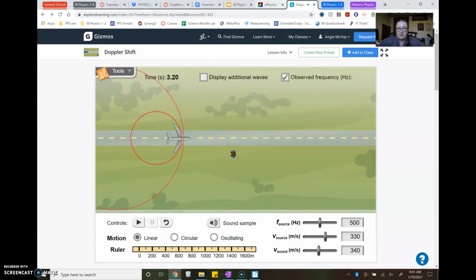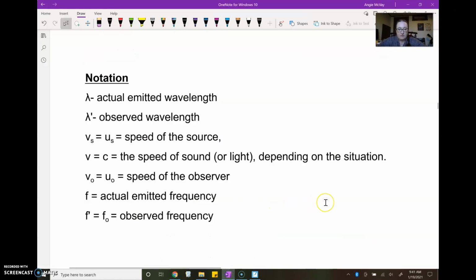Okay, I'm going to pause that and go back here. Okay, so let's take a look at some notation. Quickly, it's important to understand this notation and have it copied in your notes for reference. There's also some standard notation and comparison to notation in your IB Physics data booklet. All right, we're going to describe what we saw in equation form.